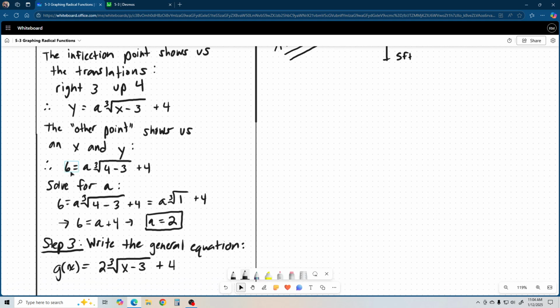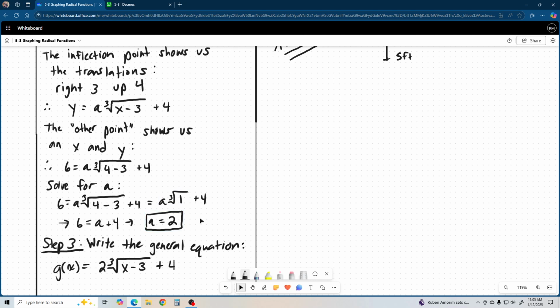So I plugged in the 6 for Y, I plugged in the 4 for X, and now we're just going to literally solve this equation for A, right? So if I have 6 equals A times the cube root of 4 minus 3, plus 4, well, this is the same thing as the cube root of 1, right? 4 minus 3 is just 1. And the cube root of 1 is just 1, and A times 1 is just A. So a lot of this just cancels out into just A. So this is going to equal 6 equals A plus 4, which is, of course, going to give us A equals 2.